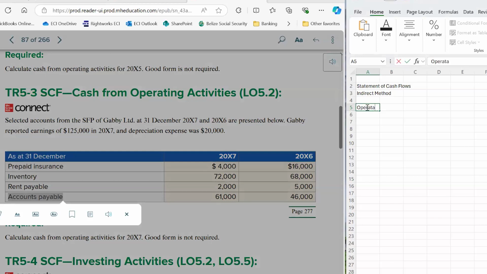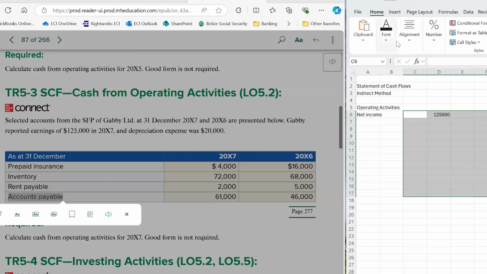But when we're doing the indirect method, our starting point for the cash flow statement always is going to be net income. Because if all of our net income was cash, then that would be our cash flow statement. So for example, say you run a convenience store and you have all cash sales and everything you buy is paid in cash. I mean, that's a very unlikely situation in today's world. But if that happened, your net income, revenue minus expenses, would agree to your bank statement. But because that does not happen, we're going to start with net income. And in this case, the question told us it was $125,000.